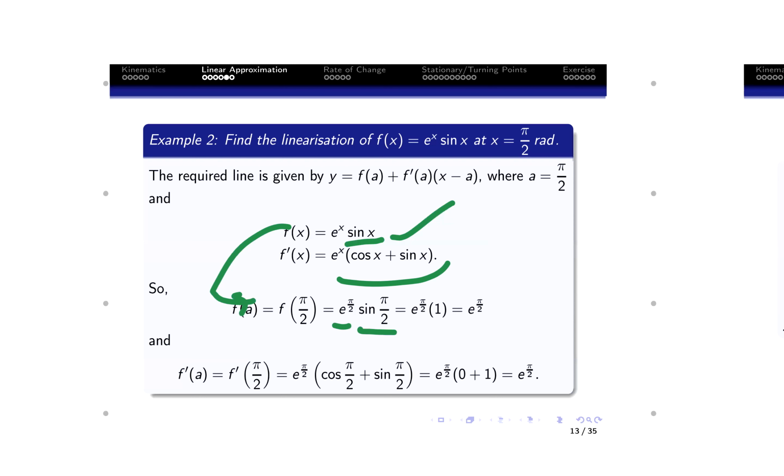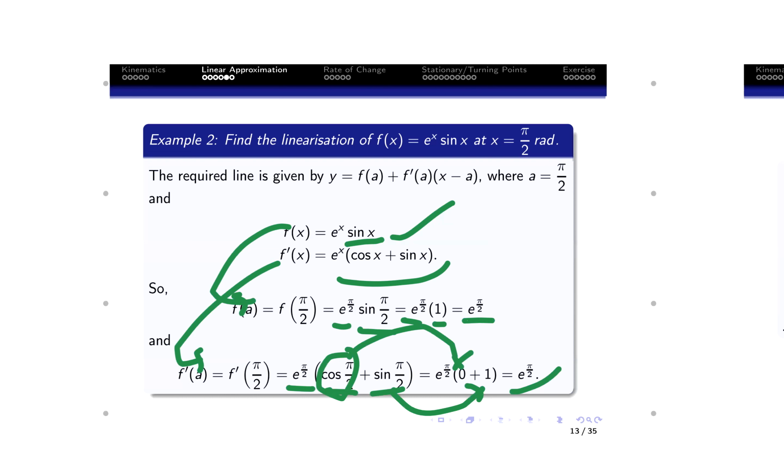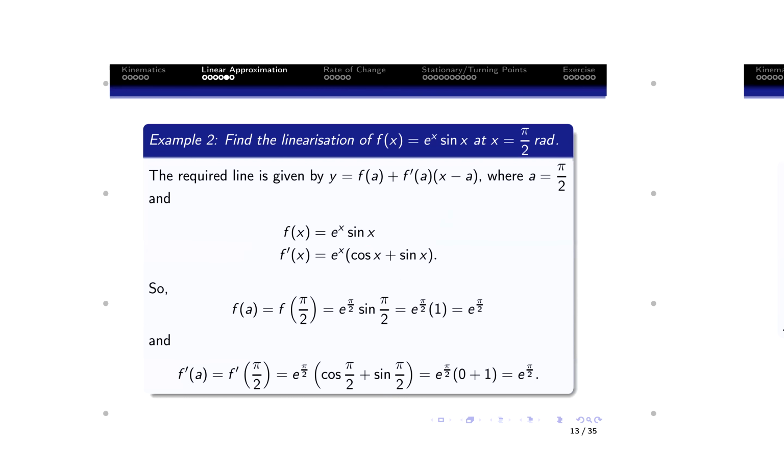Now, f prime of x is e raised to x times cos x plus sine x. So that is what you bring here. So you have e raised to pi over 2, cos pi over 2 plus sine pi over 2. Cos pi over 2, that's cos 90 degrees, is 0, and sine 90 degrees is 1. So 0 plus 1 is 1 times e raised to pi over 2. So for both f of a and f prime of a, that is f of pi over 2 and f prime of pi over 2, you get each of them to be e raised to pi over 2.